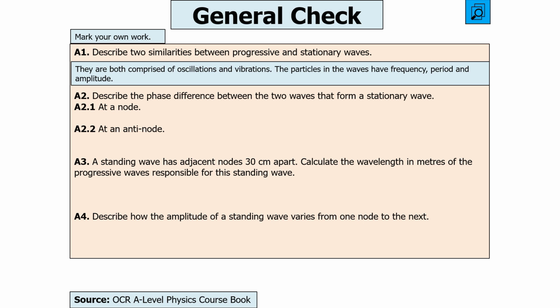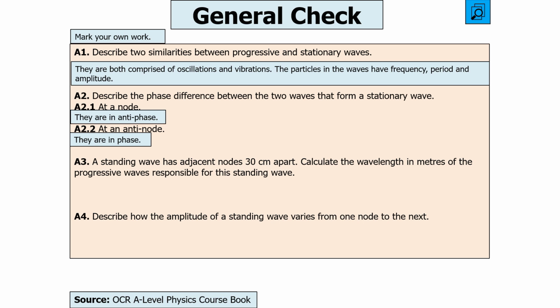Now, if you've got two waves and they form a stationary wave and there's a node, well, a node means no energy, no amplitude, no wave, so they've got to be in antiphase. So when they add together, when they superimpose, they completely cancel each other out. And for the antinode, you've got a maximum amplitude, a maximum energy, a maximum wave, so the two waves must reinforce each other, so they must be in phase with each other.